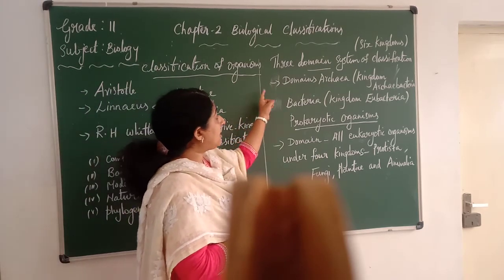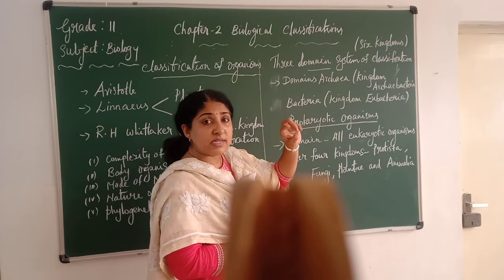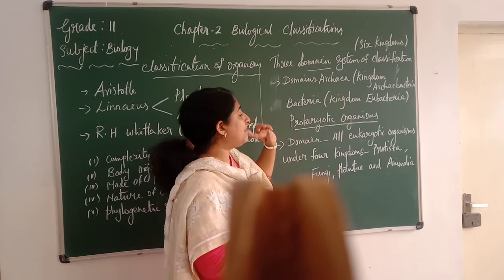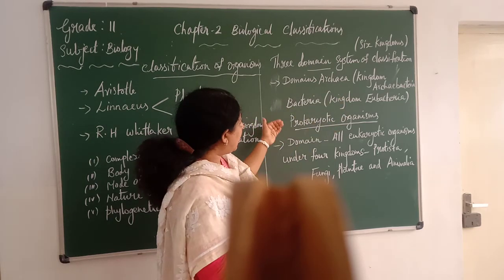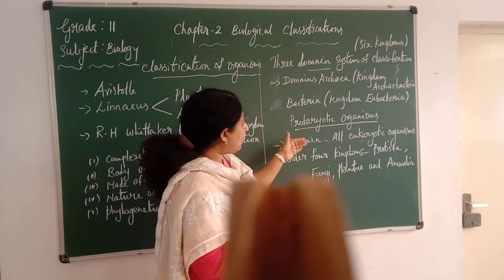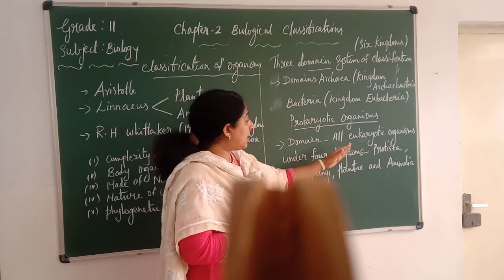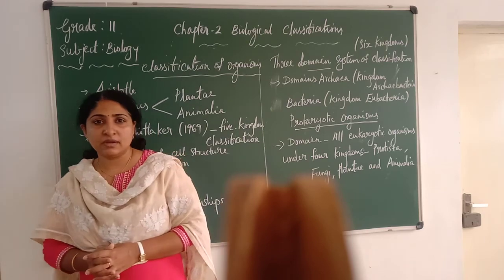Then again, the 3 domain system of classification came. It has 6 kingdoms. One domain is Archaea, kingdom Archaebacteria, second domain Bacteria, kingdom Eubacteria, which include all prokaryotic organisms. Second domain, all eukaryotic organisms. Under this, there are 4 kingdoms: Protista, Fungi, Plantae, and Animalia. Clear, children?